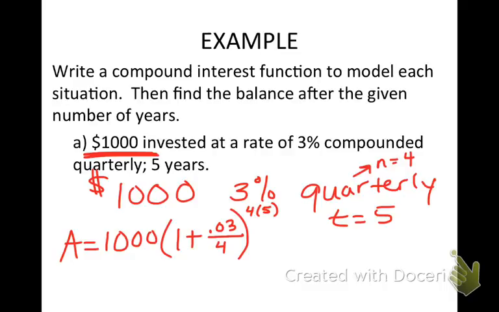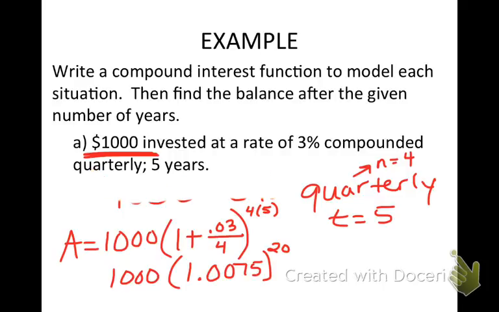All right, so let's work inside the parentheses first. I would do the division before addition, order of operations. So 0.03 divided by 4 is 0.0075. Adding that to 1 gets me 1.0075 to the 20th power times 1,000. So, calculator work.